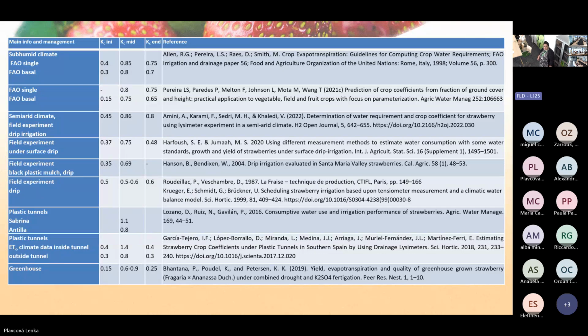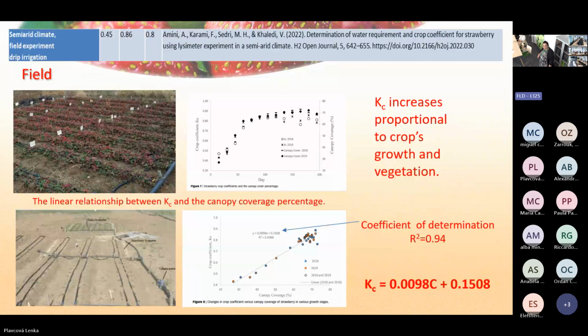I have made a big table with all the management conditions, with field studies, plastic studies, and greenhouse studies. The first information was the FAO data from FAO 56, and then I used the published work that has updated data. Then I tried to see what is going on in the published papers. I talked with Paula Paredes, and we agreed that, of course, we had to distinguish the management system.